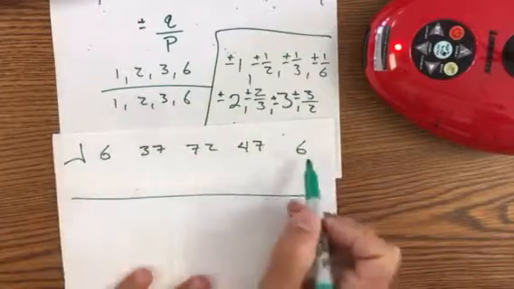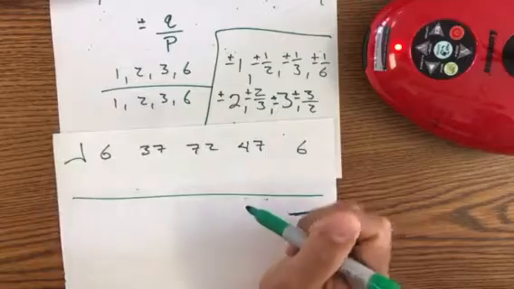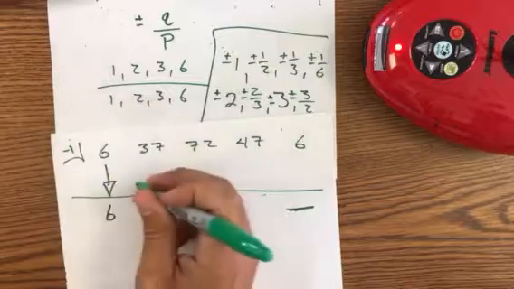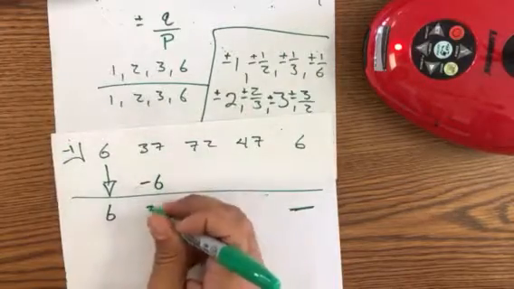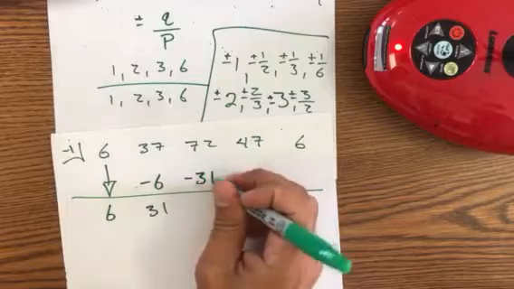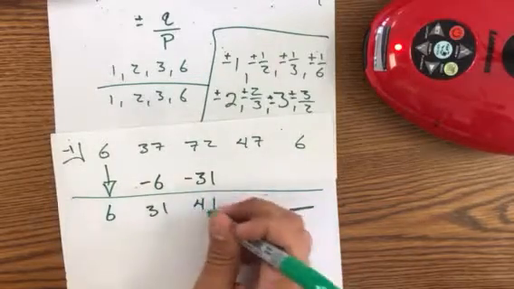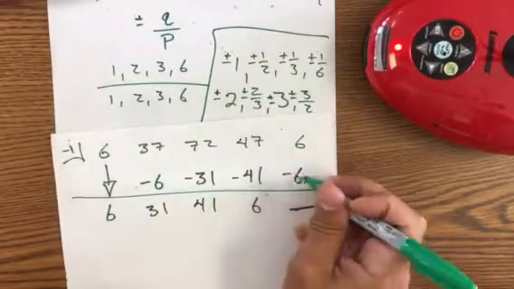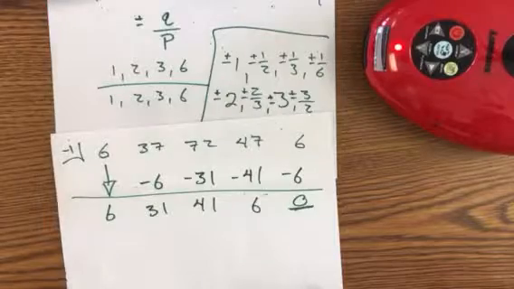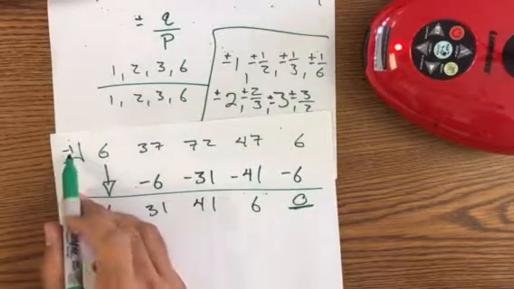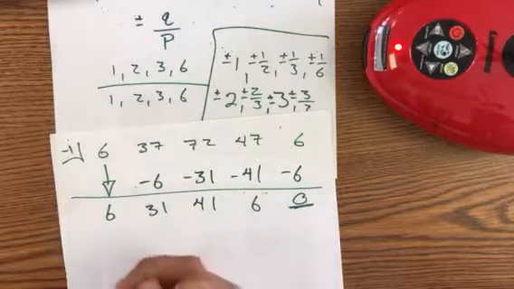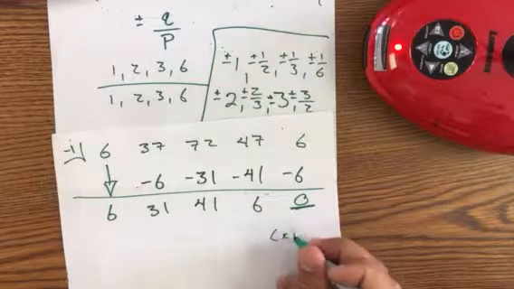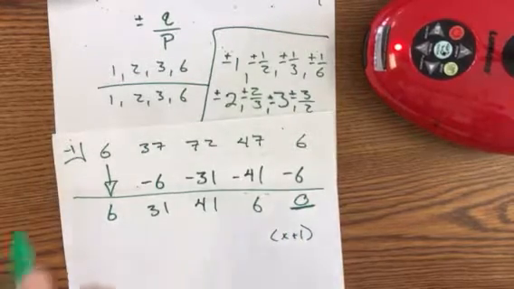So because these are all positive, I'm only going to try the negative values. So I'm going to try -1. The first number always comes down. I multiply. I add these. I multiply. I add these. I multiply. I add these. I multiply. I add these. So it gave me 0 remainder, which means that this is one of my roots, which means one of my factors is x plus 1. I know that because whatever zeroes this out.